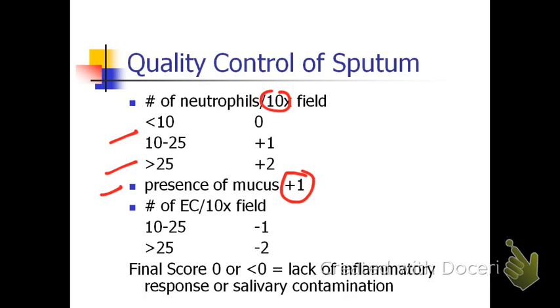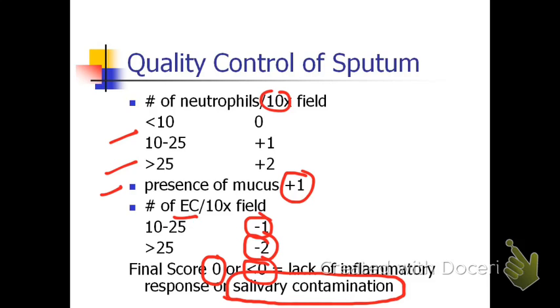Then you also assess the number of epithelial cells in 10 fields. If there are about 10 to 25 epithelial cells, then negative 1. If there are more than 25 epithelial cells, then negative 2. Then you sum up. If the final score is 0 or less than 0, or negative, then there is a lack of inflammatory response, which means that the specimen that you have collected is not a sputum, it is just a saliva, or there has been salivary contamination. So you reject the specimen, you do not give an interpretation, you ask the patient to recollect because you cannot properly diagnose the specimen if it's just a saliva sample. Instruct the patient how to properly collect the specimen.